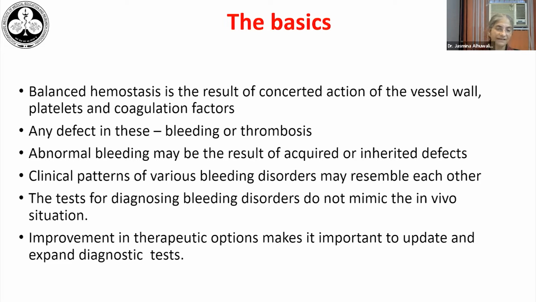Now, if there's any defect in any of these components, there can be either bleeding or thrombosis, both of which are not good for us. Abnormal bleeding, we must remember, may be the result of acquired or inherited defects, and clinical patterns of various types of bleeding disorders may resemble one another. So just by a clinical history, it is not possible to reach a diagnosis of what the bleeding disorder may be.